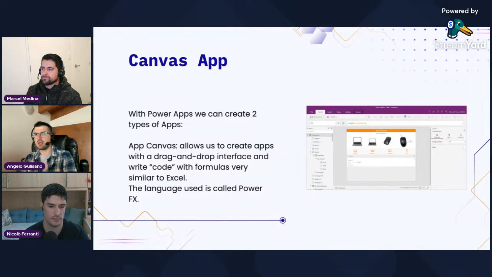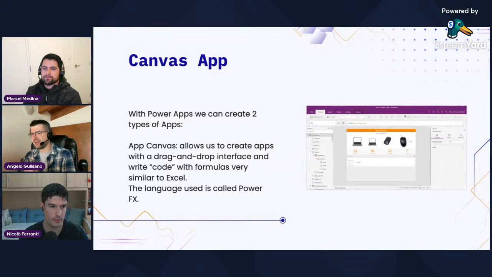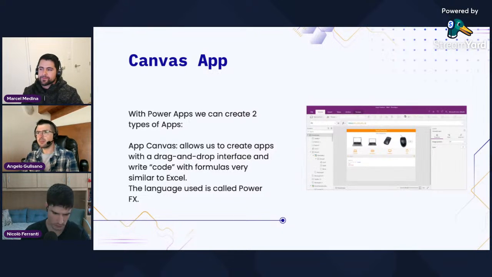And basically, with Power Apps, we have two approaches to develop applications. We have Canvas apps. A Canvas app allows us to create an app with a drag and drop approach. So basically, you have a canvas where you can draw content, and write some low code in the Power Fx language, which is similar to Excel, to drive events to do something in our application.